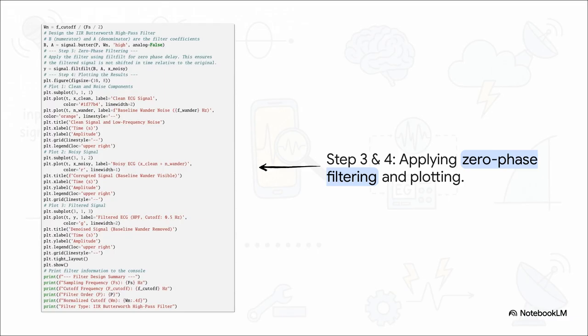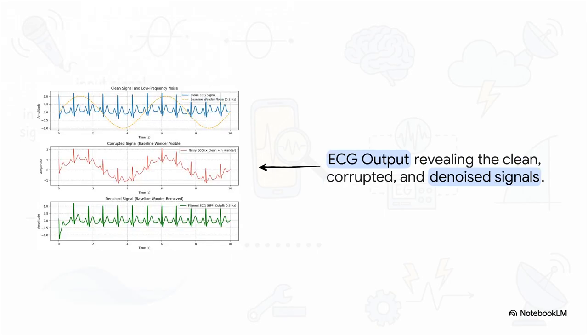After we lock that in, we jump to step 4, where we're simply using matplotlib to generate 3 stacked subplots, so we can visualize our clean components, our noisy combination, and of course, our final filtered output. And boom, here is the reveal. This brilliantly illustrates the fruits of our labor.